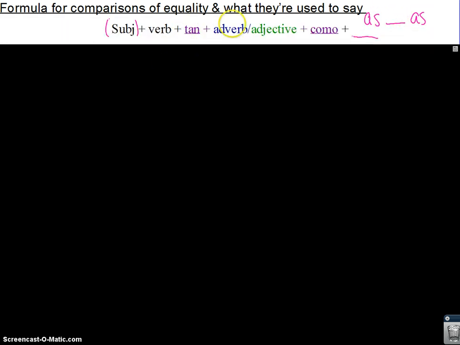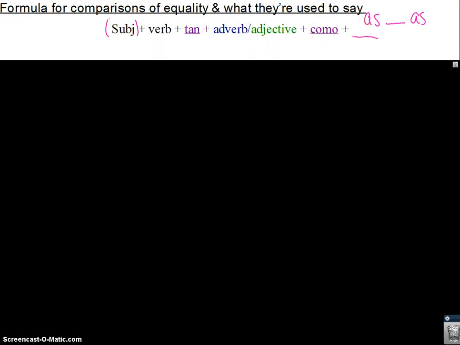Formula for comparisons of equality and what they're used to say. Well, they're used to say as blank as. How do you say as blank as in Spanish? You say tan blank como. Here's the whole thing, but tan blank como is the gist of that.